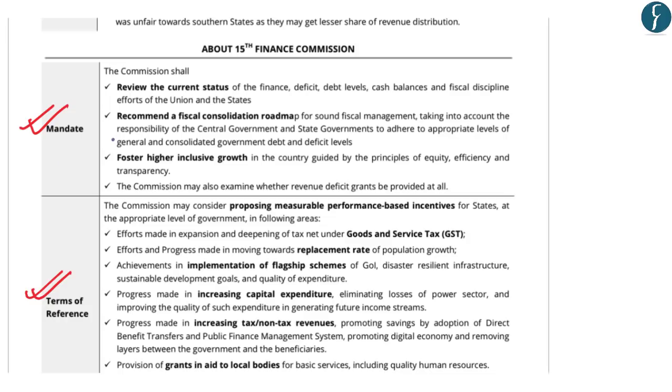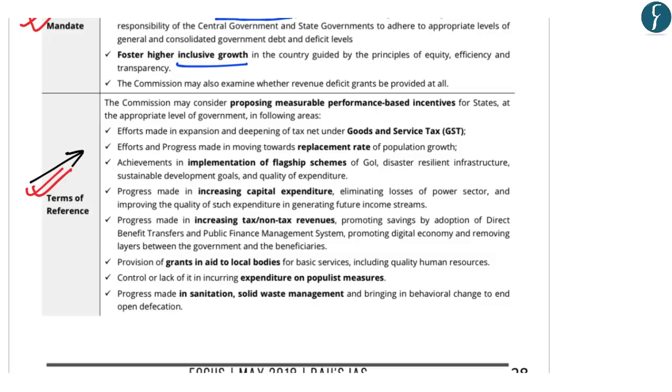Then, briefly, you could have mentioned the mandate of the Finance Commission, that is, to review the current status, recommend a fiscal consolidation roadmap and foster higher inclusive growth through these recommendations. And lastly, you could have mentioned in detail these terms of reference, specifically with respect to proposing measurable performance-based incentives for states.